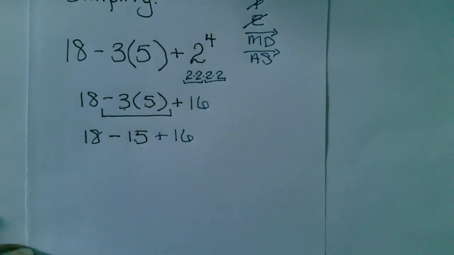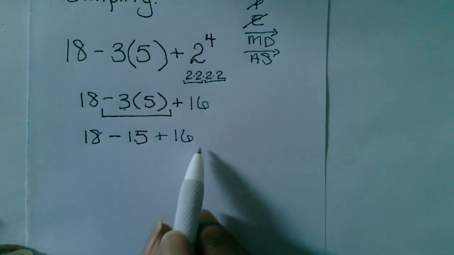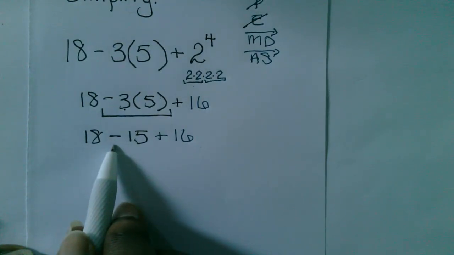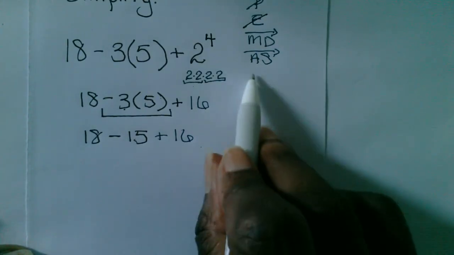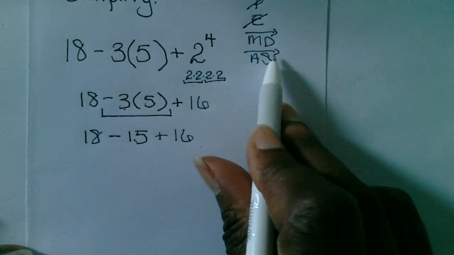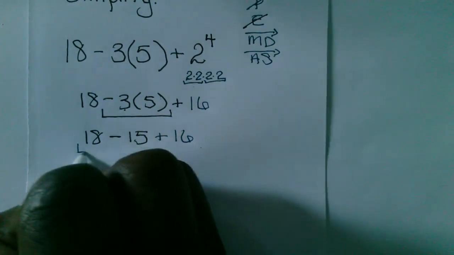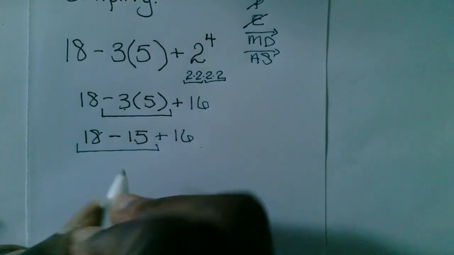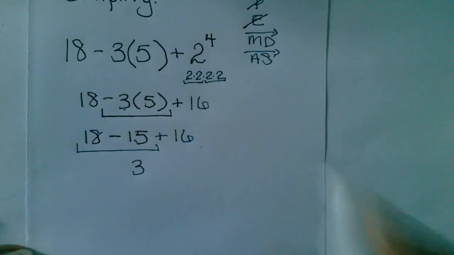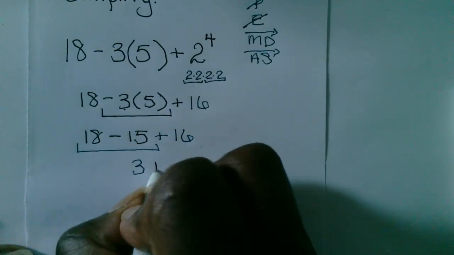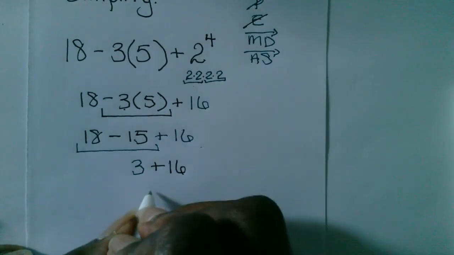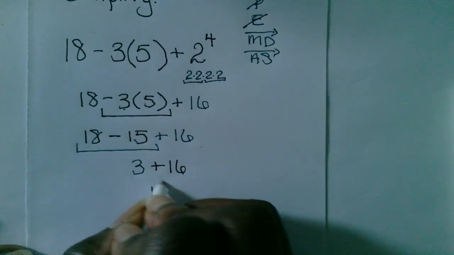Okay, now from left to right, notice addition's not coming first. It's subtraction because the key part is from left to right. So we have 18 minus 15, that gives us 3. Bringing down our plus 16. Now 3 plus 16, 19.